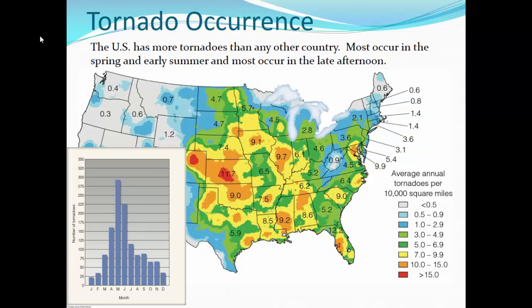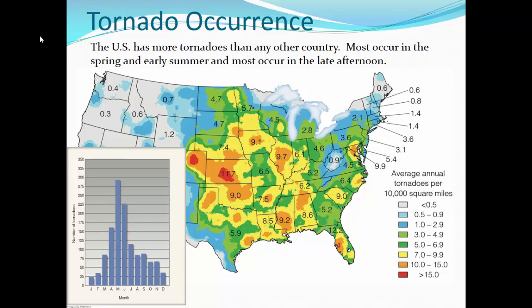Tornado occurrences, no huge shock. By the way, the U.S. has more tornadoes than any other country. Most occur in the spring and early summer, and most in the late afternoon. And this is the average annual tornadoes per 10,000 square miles. And of course, Tornado Alley is going to stretch from the panhandle of Texas through Oklahoma, on up into Kansas, and then into Missouri, Iowa, and Illinois.